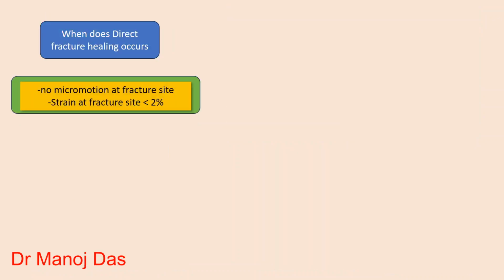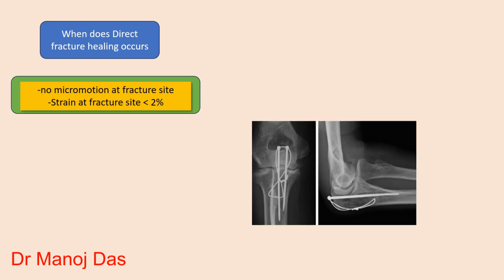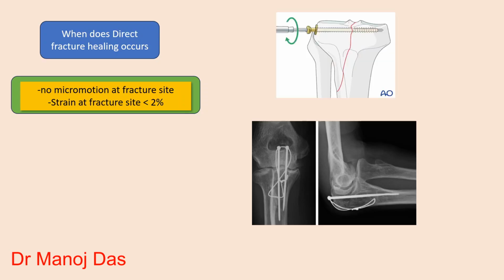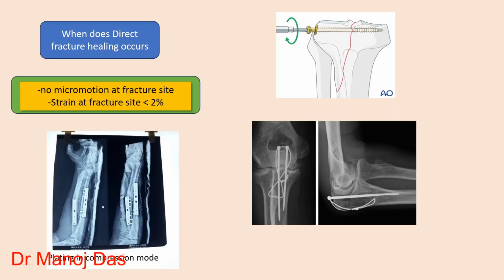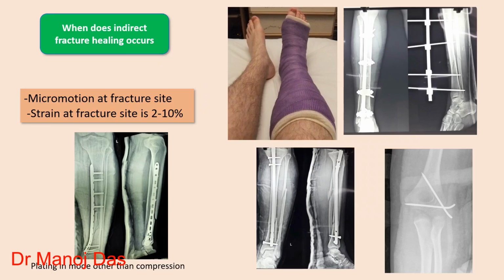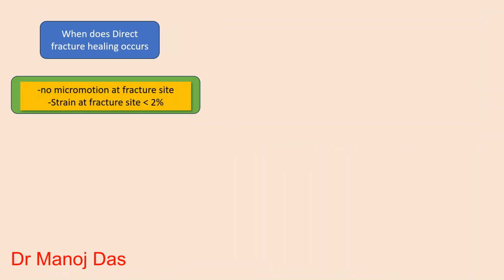So when does direct fracture healing occur? When treatment is such that there is no micro motion at the fracture site, or when the strain at the fracture site is less than 2%, then there will be healing with no callus formation. So what are the conditions? One is treatment by tension band wiring, another is treatment by the lag screw technique, and third is plating in the compression mode. So when we treat the fracture by plating in the compression mode, then there will be healing by direct means, without callus formation. But when we treat the fracture by plating not in the compression mode, as seen here, then it will heal by the indirect fracture healing method.